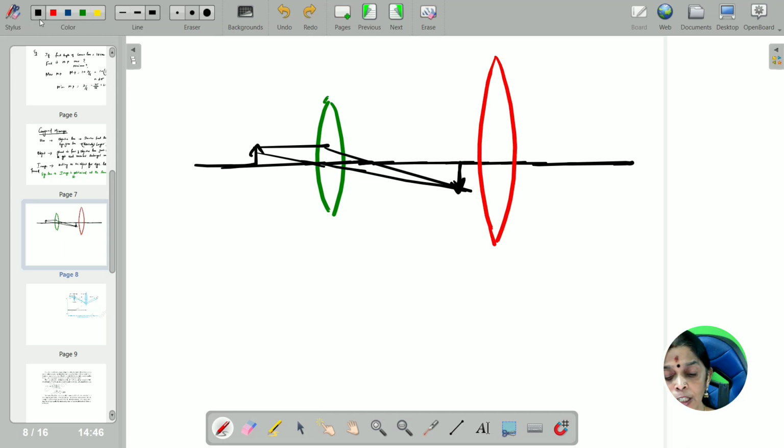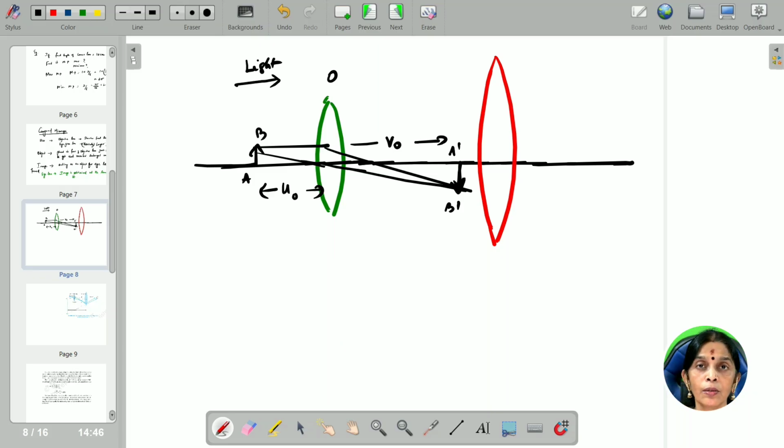Therefore, the image through this is A dash B dash. This is AB, the object, so this is the object distance for the objective lens, U naught. And this is the image distance for the objective lens, V naught. Light always comes from the object, therefore I am drawing it like that. Now you understand, step by step you learn. Be careful, it is very easy to learn. Just 5 minutes of focus is enough and you get it done.